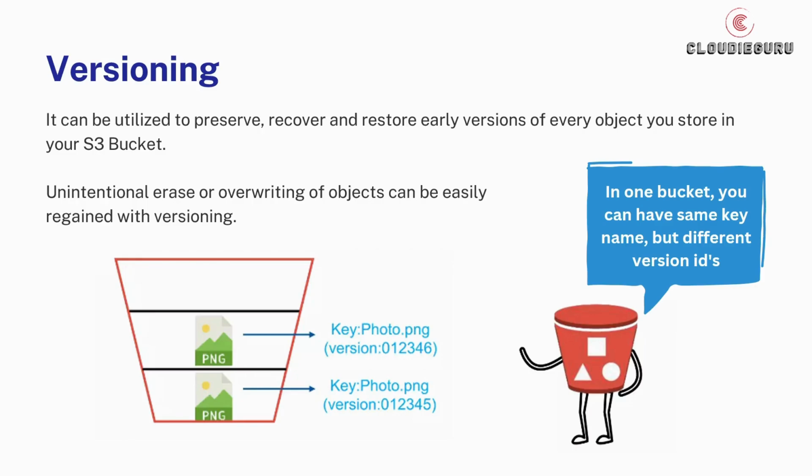Now when you check that file, you see an error in that file and you want to go back to your previous versions of photo.png. In this case, versioning can help you by going back to previous versions of that object and rectify the error and successfully create a different version which is the correct one. Hence, unintentional erase or overwriting of objects can be easily regained with the help of versioning. Also note that in one bucket we can have the same object name but different version IDs.